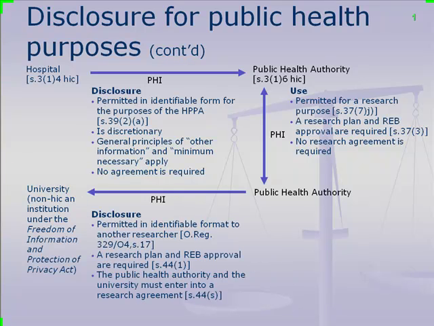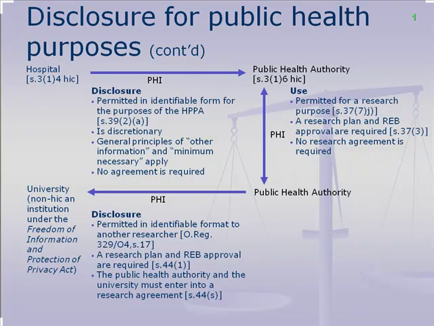And in this situation, it's a disclosure. And it is permitted, again, under PHIPA, under the regulations. The sort of onward disclosure, if you will, is permitted to another researcher. A research plan and REB approval are required, as is a research agreement. So in this case, I would suggest that we're going to have a research agreement entered into between the Public Health Authority and the university, and the plan and REB approval are going to have to come from those entities within the Public Health Authority.